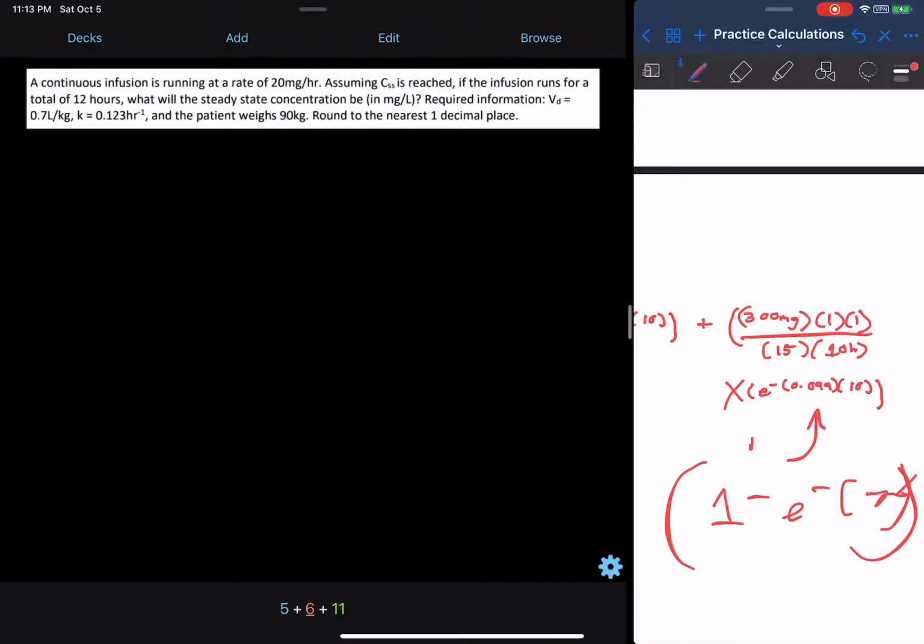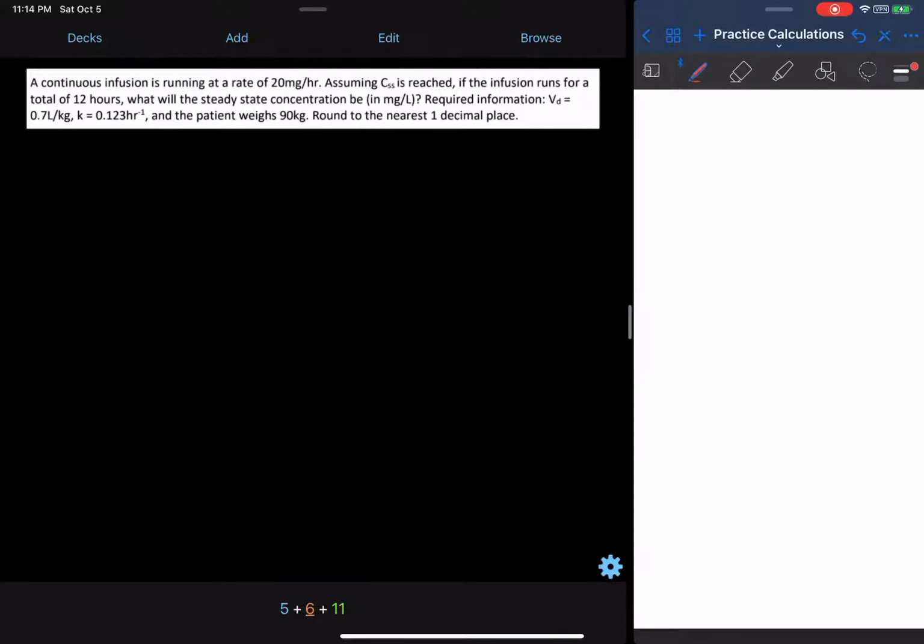Continuous infusion. It's running at a rate of 20 milligrams per hour. Okay, I'm gonna try and solve this by hand to speed up time, just because it's almost midnight. Yep, it's a late night study session, guys. I'm trying to train myself as if the exam is tomorrow. Let's see if this will work.